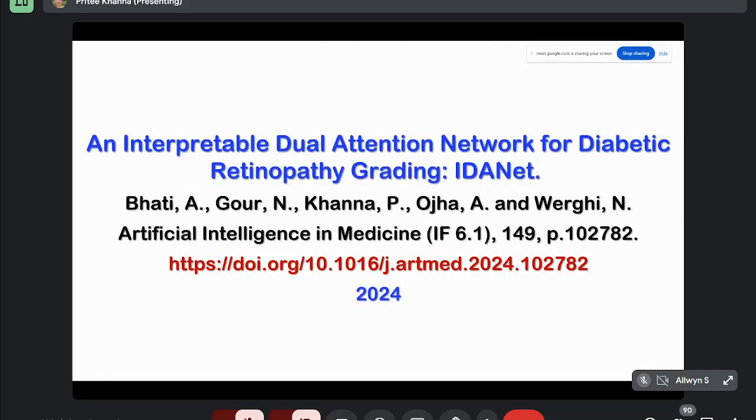So now let me present one of our works, an interpretable dual attention network for diabetic retinopathy grading, IdeaNet. This work has already been published, and the focus of this work is to provide improved DR grading, and not only grading but also severity specific lesion segmentation. So we are doing not only the grading but also the segmentation.